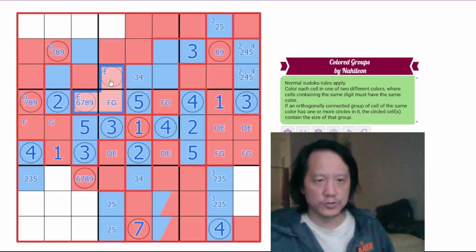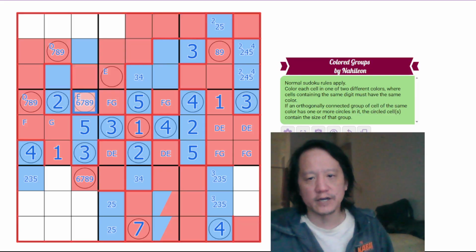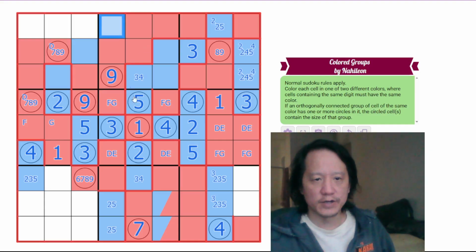So 1, 2, 3, 4. 1, 2, 3, 4, 5, 6, 7, 8, 9. So this is 9. So we know this is 9, and these have to be blue. Oh, well, we already knew that then. So this is blocked off as a region here.